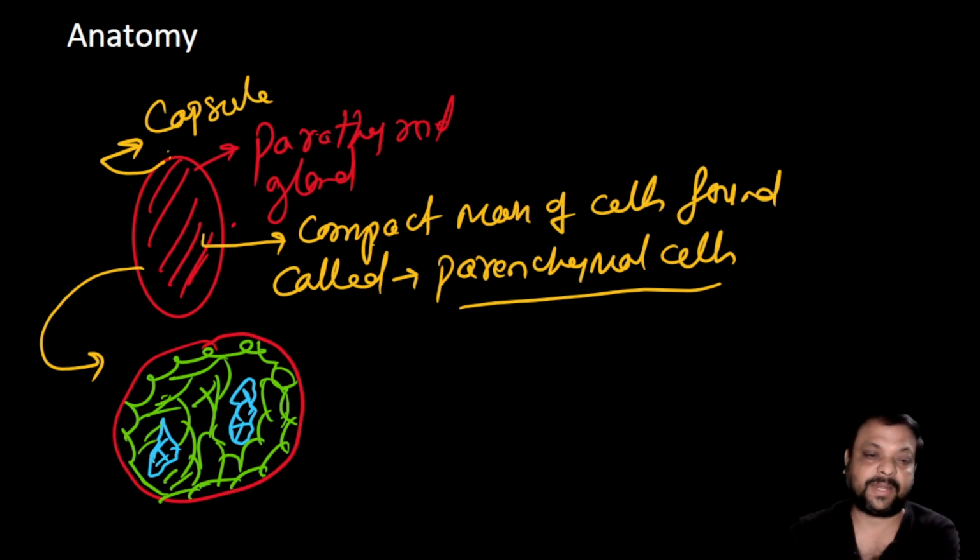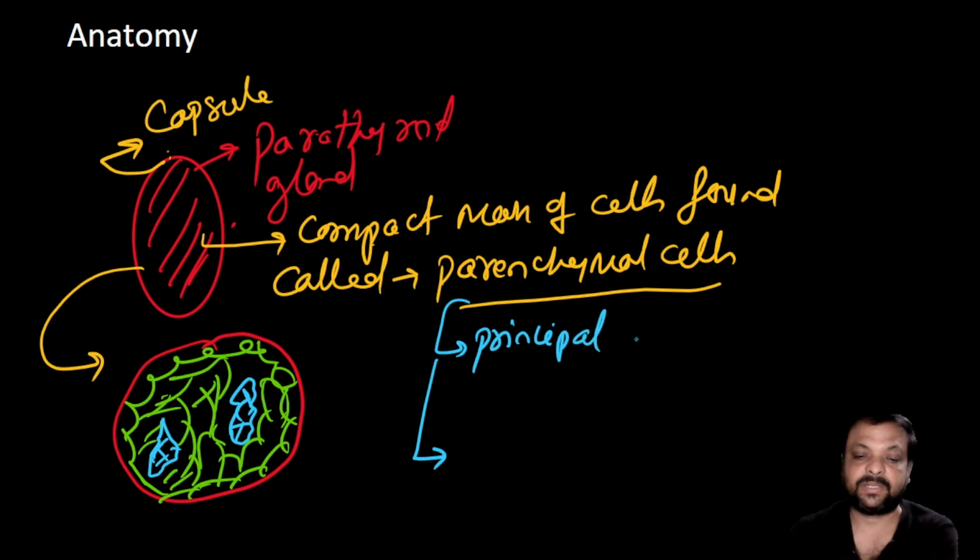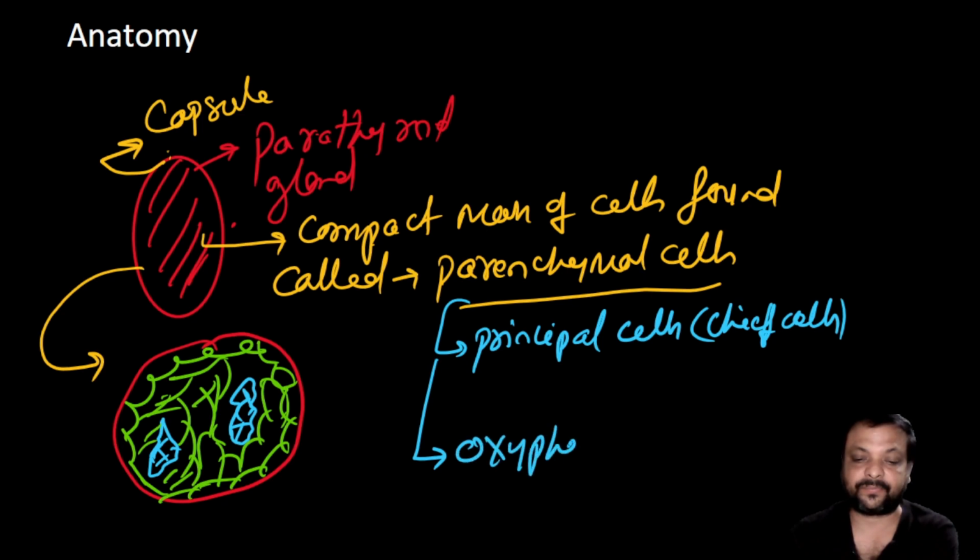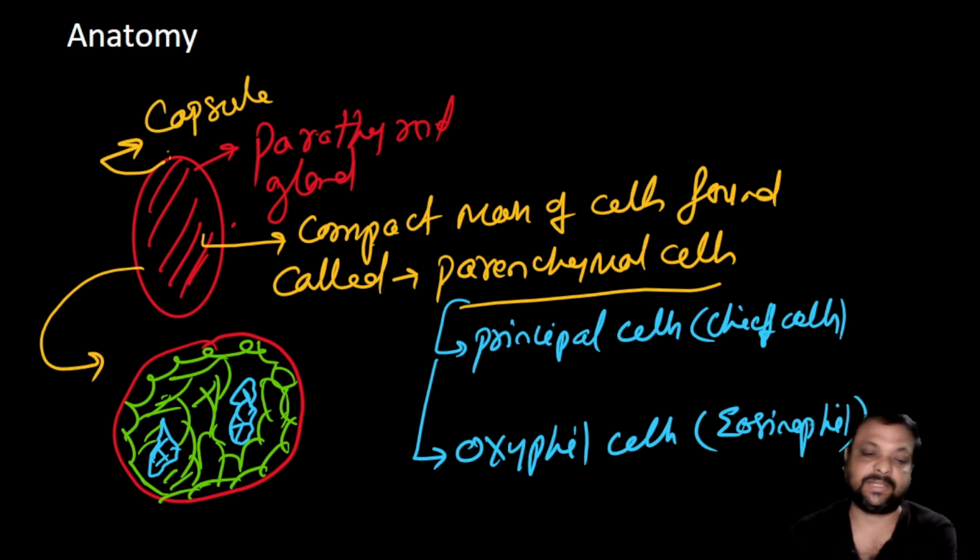Normally these parenchymal cells are of two types. One is called principal cells, or chief cells. Another is called oxyphil cells, or eosinophil cells. The smaller, numerous cells are principal cells, and the bigger patches are oxyphil cells.